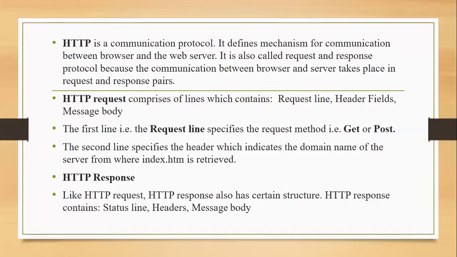An HTTP request comprises lines which contain a request line, header fields, and a message body. The first one is the request line that specifies the request method to the server. It is done with the help of the GET method and the POST method. After that, the second line specifies the header, which indicates the domain name of the server from where index.html is retrieved.